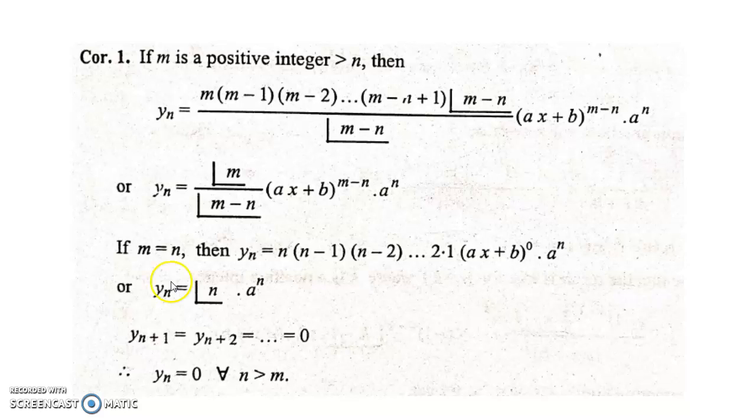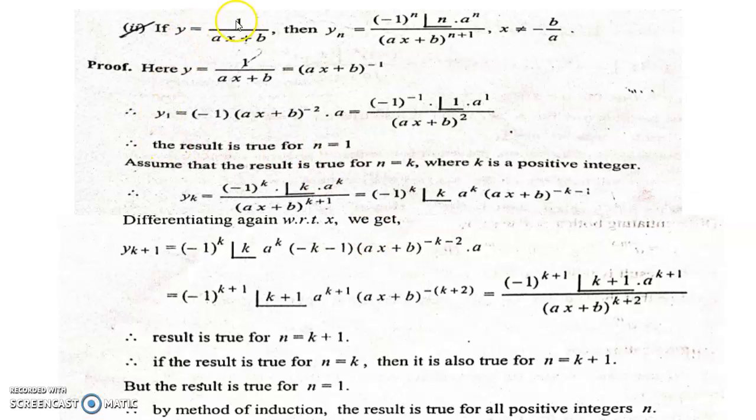Next is the corollary. We can simplify this result using the factorial. It will change to yn is equal to n factorial a raised to the power n. Now next, if y is equal to 1 upon ax plus b, then yn is equal to this. If we have this type of function, then we shall show that its nth derivative is equal to this.